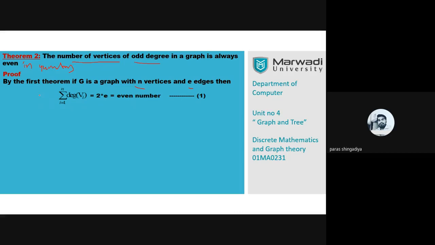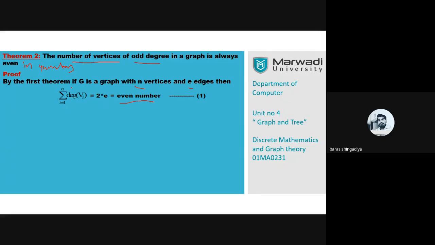Clear? It is a short form of the sum. Degree of v1 plus degree of v2 plus degree of v3 plus up to degree of vn. That is right. Sum i from 1 to n degree of vi is equal to 2 times e, and 2 times e means, when we multiply any number of edges by 2, that converts to an even number. So the answer of this part is always an even number.